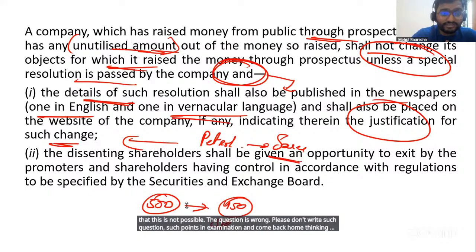Please don't write such points in the examination and come back home thinking that the question is wrong. You don't decide whether the question is wrong. You just decide whether your answer is yes or no. You don't decide whether the question is right or wrong. Are you understanding, everyone? All right.